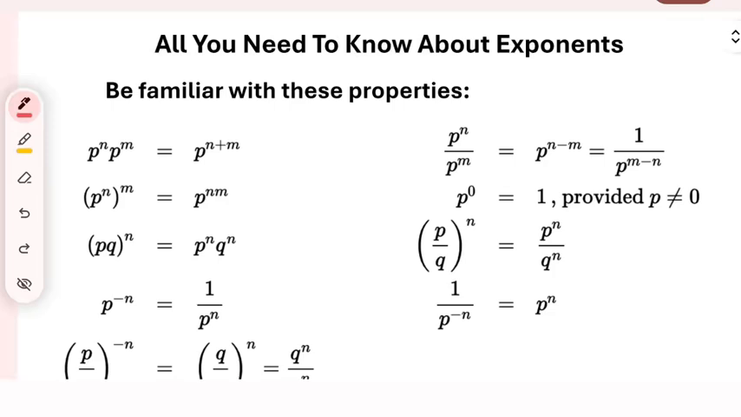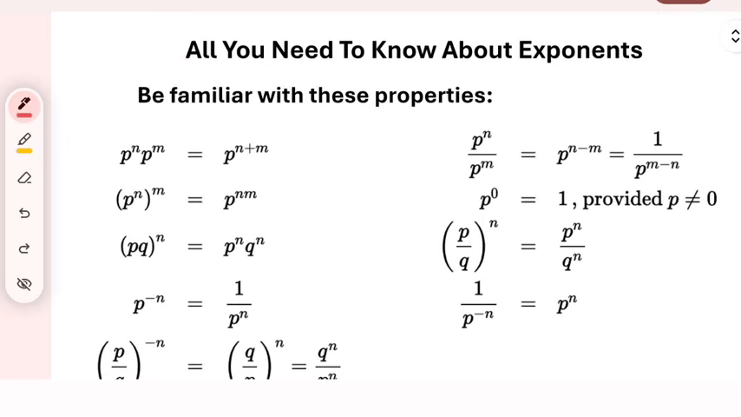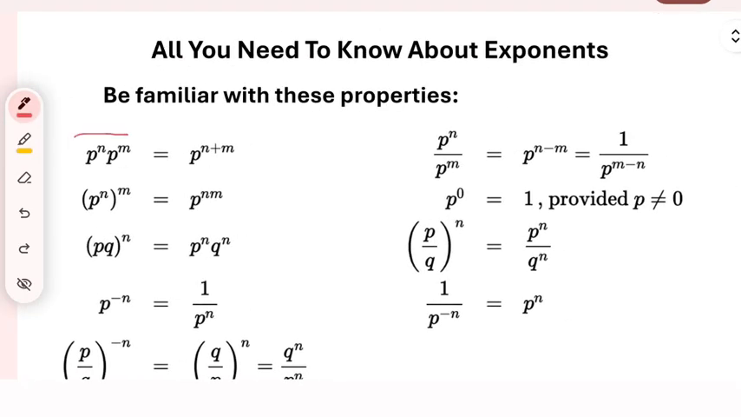First and foremost, I want you to be familiar with these properties of exponents. For instance, if you have p to the n times p to the m, and they have the same base, like x to the 2 times x to the 5, what you can do is add the exponents, n plus m. So remember, if you have the same base, you add the exponents when you multiply them.